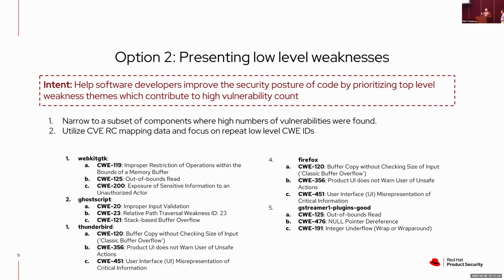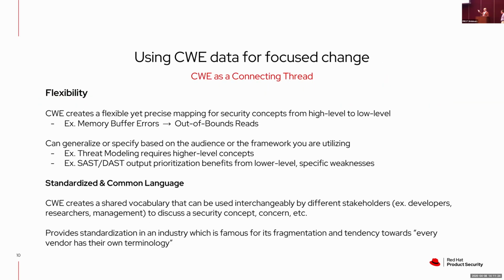In fact, on the next slide, we talk about it as a connecting thread. Like I was saying, memory buffer errors can map to things that are a little more specific, like out of bound reads. That might be more useful to engineering, right? There are CWEs out there like insecure configuration, which on its own is a little vague. That might be fine if you're trying to do a more high level report and you want just a general overview of what's happening with your products.